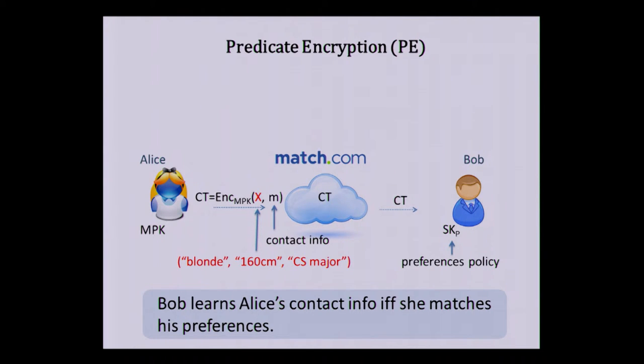To give you a distinction between predicate encryption and attribute-based encryption, the key feature is that the attribute vector X is hidden.